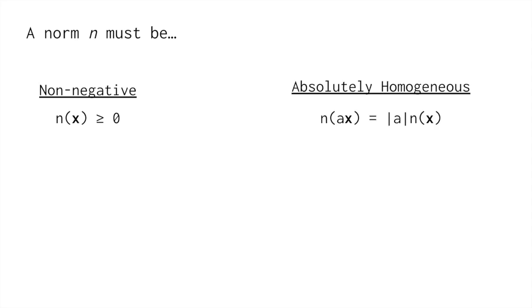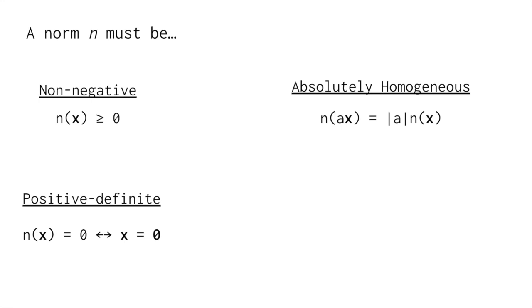There are certain properties that all norms must have. The first is that any norm n must be non-negative, which means the norm or length of any vector is greater than or equal to 0. The second is that the norm must be absolutely homogeneous, which means that constants can be taken out of the norm within an absolute value. Third is that the norm must be positive definite, which means that if and only if the norm of some vector is 0, then that vector is the 0 vector.